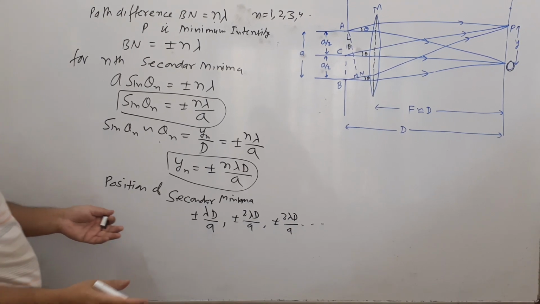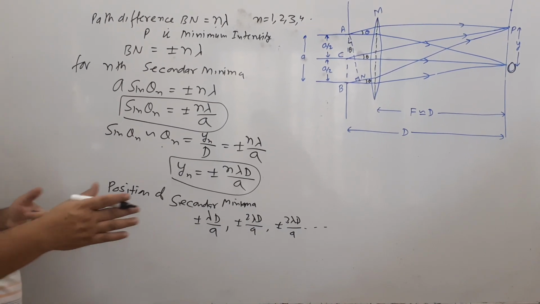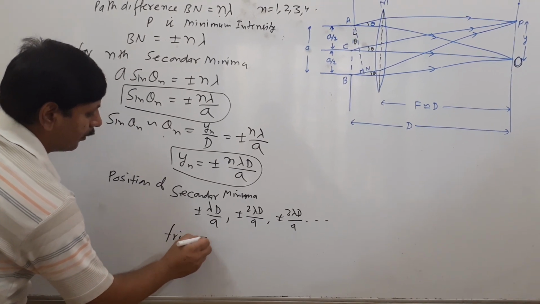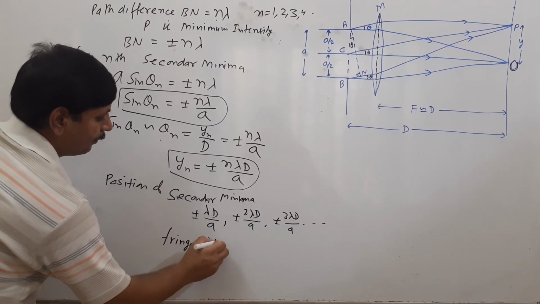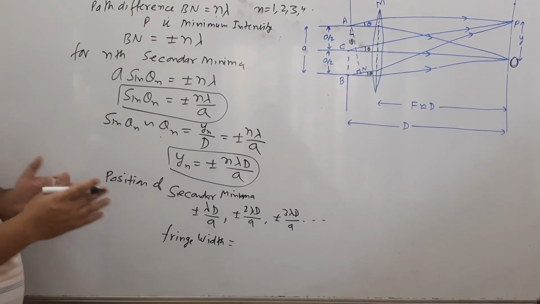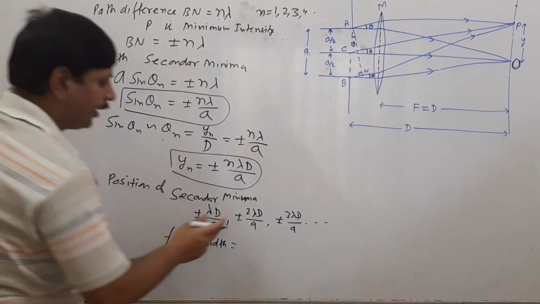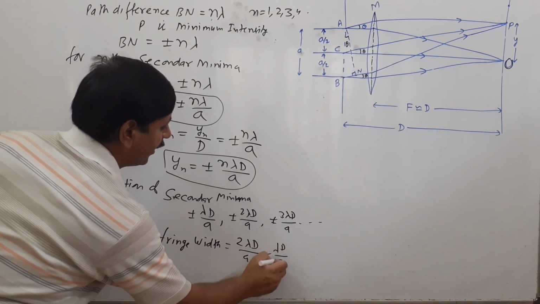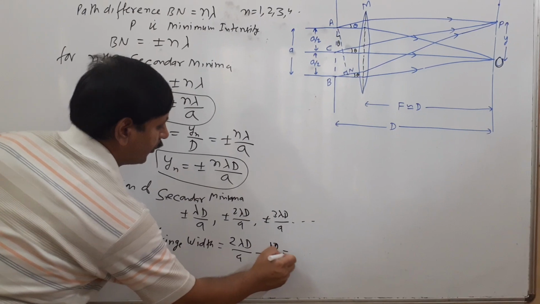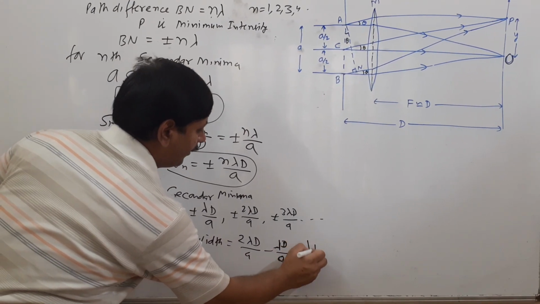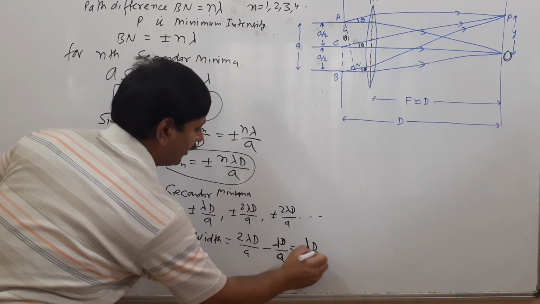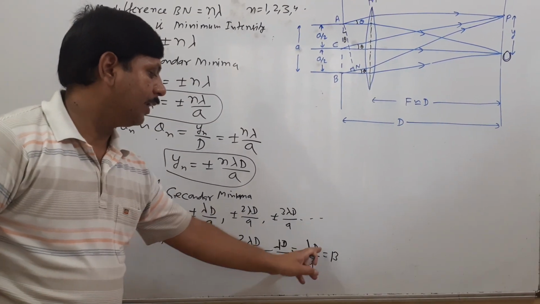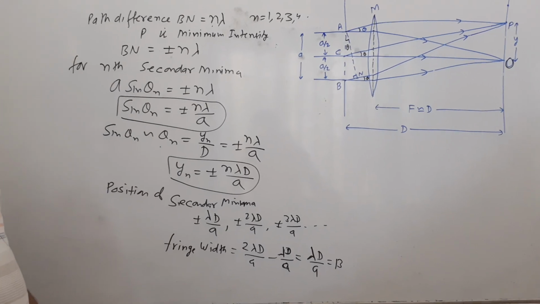If we see the distance between two consecutive minima, that means the fringe width, what will be the fringe width? The difference between the positions of two consecutive secondary minima is 2 lambda D upon a minus lambda D upon a. So that is lambda D upon a. That is beta, you can say. The fringe width will be lambda D upon a.